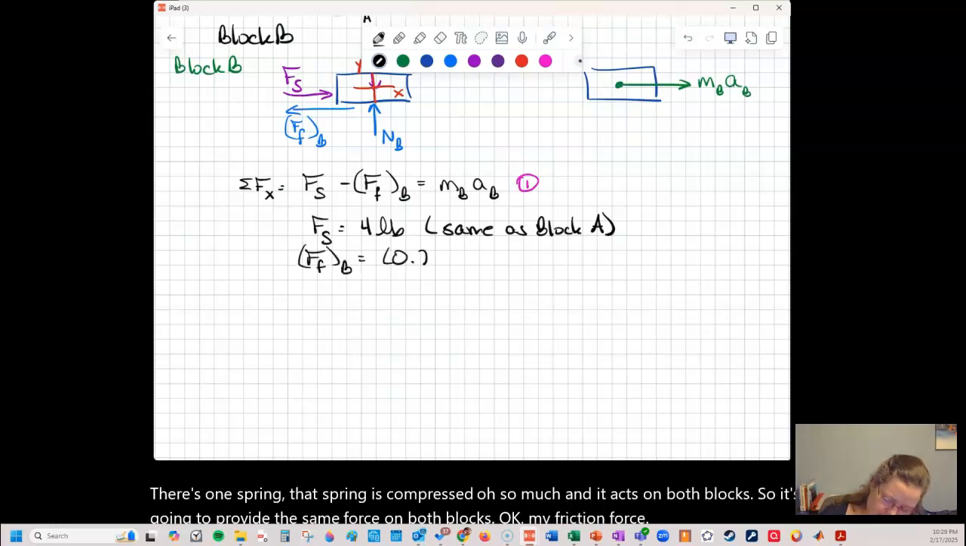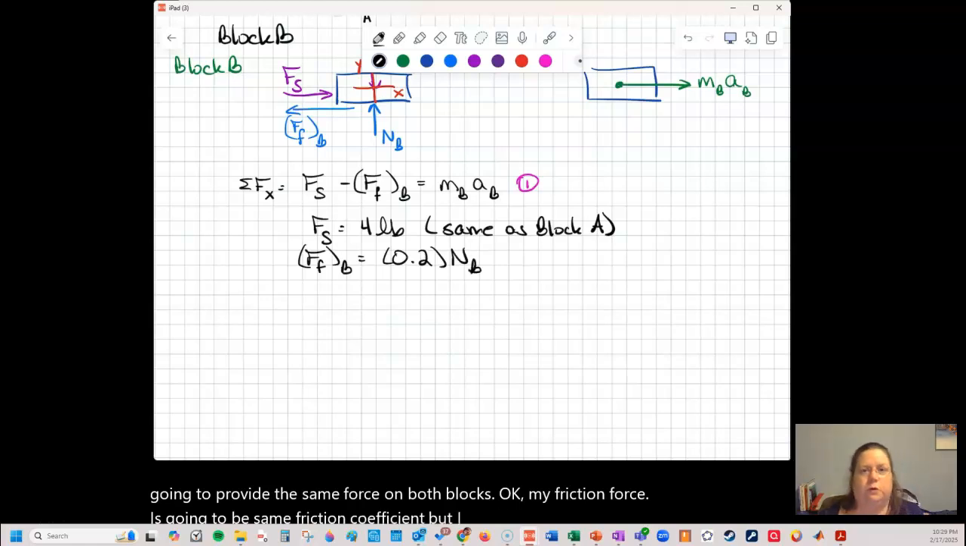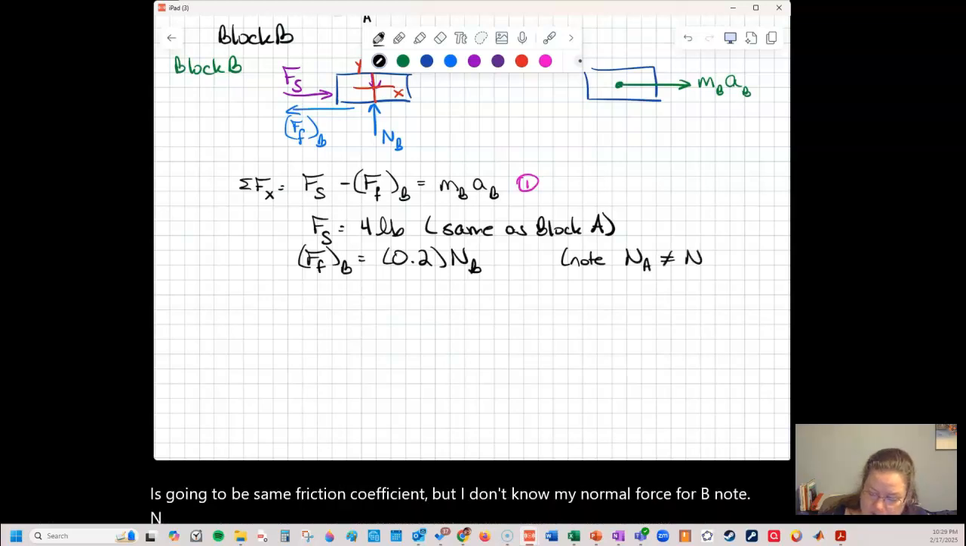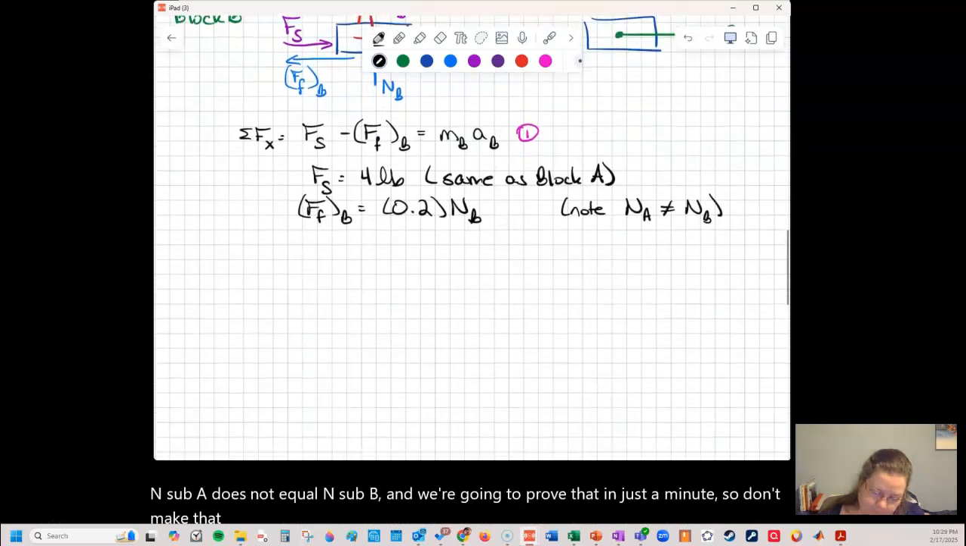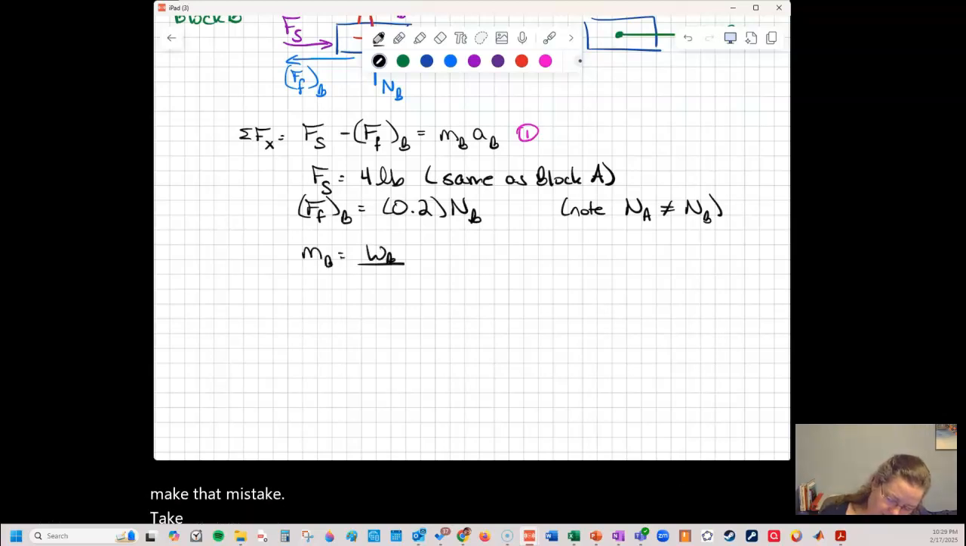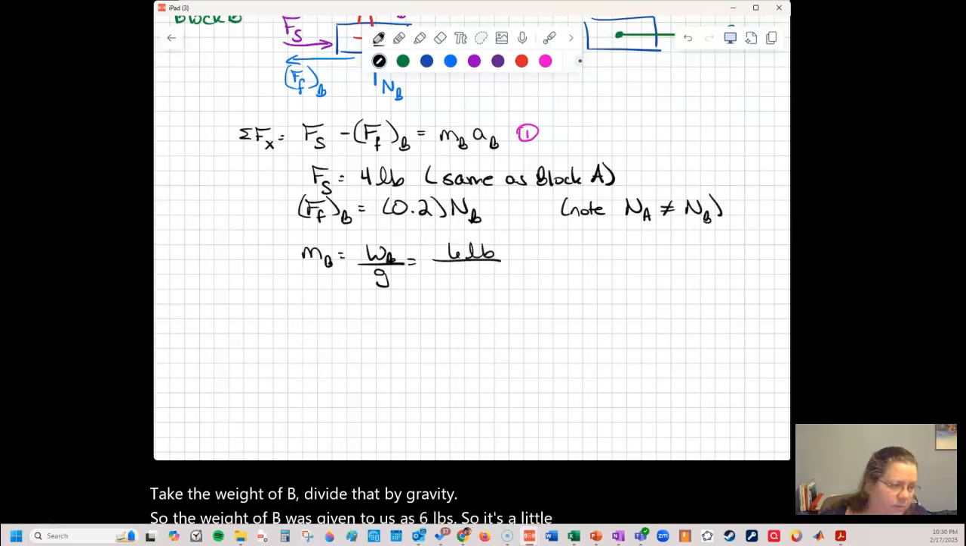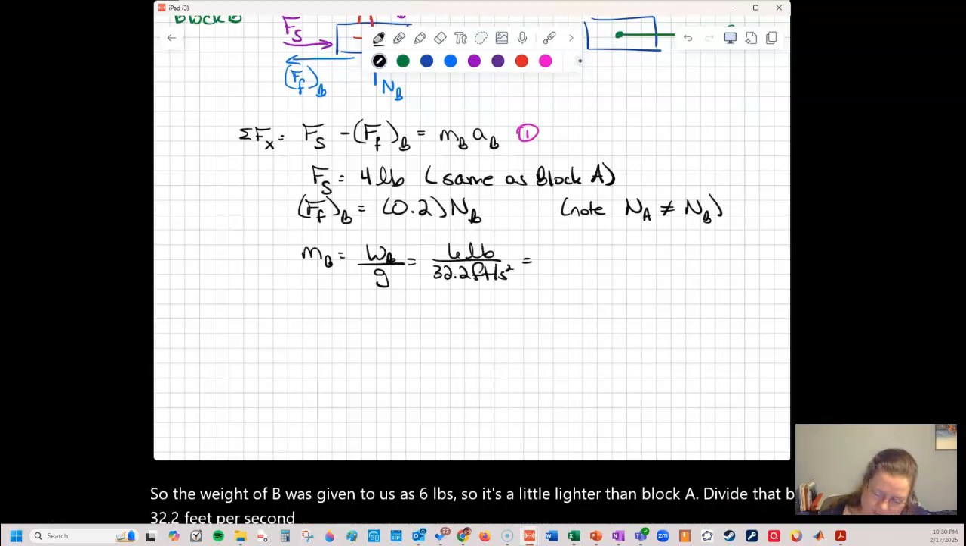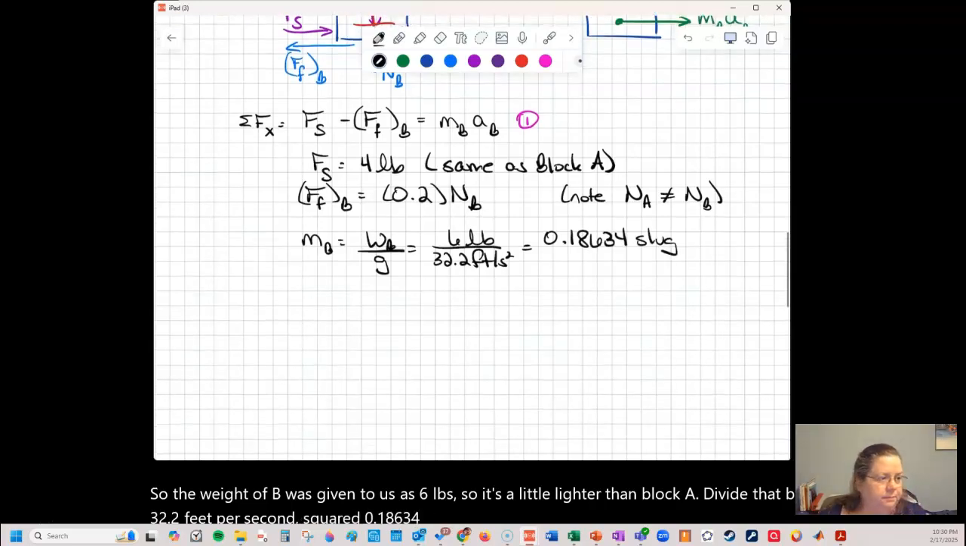is going to use the same friction coefficient, but I don't know my normal force for B. Note, N sub A does not equal N sub B. And we're going to prove that in just a minute, so don't make that mistake. Mass: take the weight of B, divide that by gravity. The weight of B was given to us as 6 pounds, so it's a little lighter than block A. Divide that by 32.2 feet per second squared. That's 0.18634 slugs.